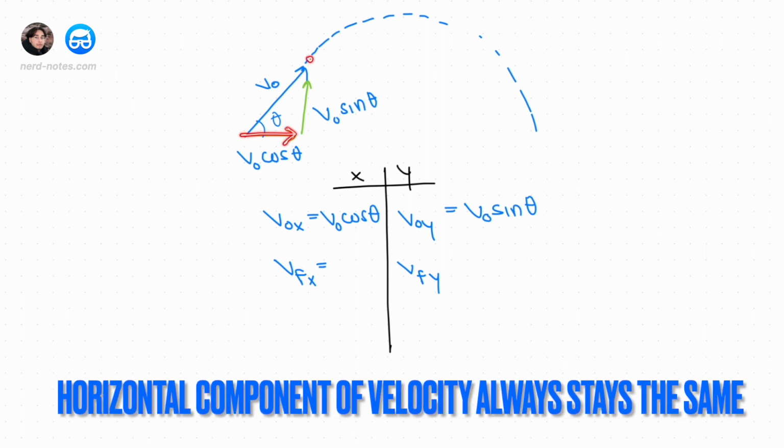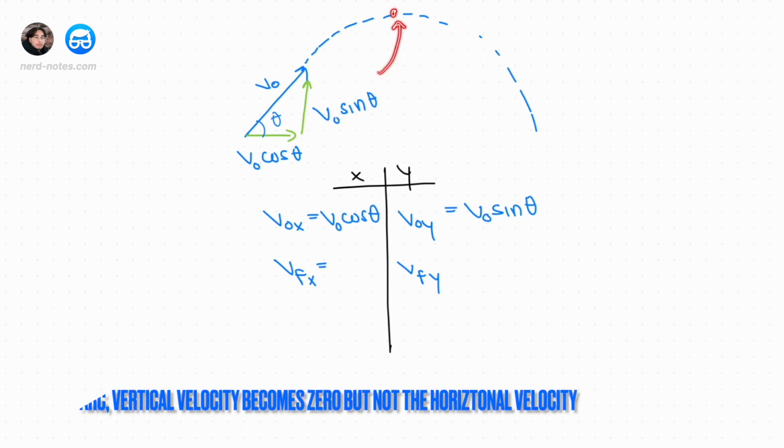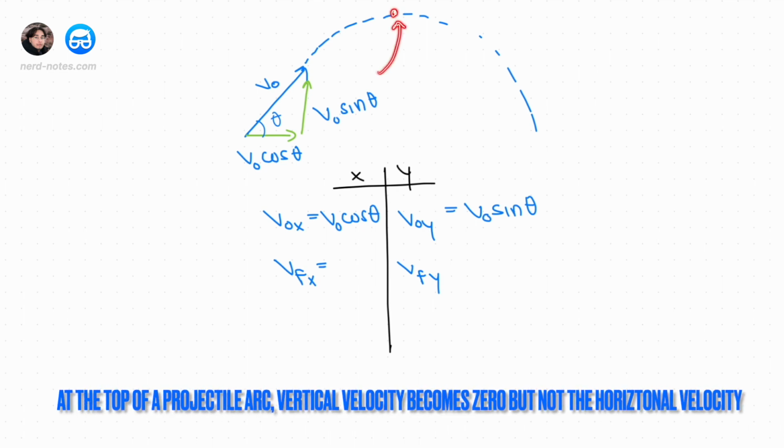It literally never changes. So if it started off, let's just give this a number. Let's call this 5 meters per second. That x velocity, or the velocity in the x direction, will always be 5 meters per second throughout the whole arc, 5 meters per second, even at the very top. And so a common misconception is that the speed decreases to 0 at the very top. That's not true.